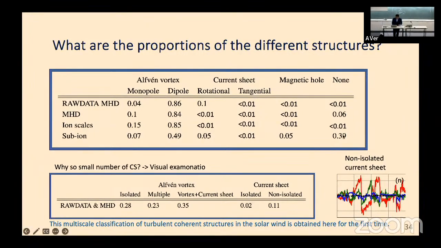But what is also interesting is that our method was not able to identify about 40% of events at sub-ion scales. This is also because the models that we are using are originally made to describe MHD scale structures, so they are not directly applied at sub-ion scales. But the geometrical properties of the perturbations at sub-ion scales can be similar to the structures at MHD scales.